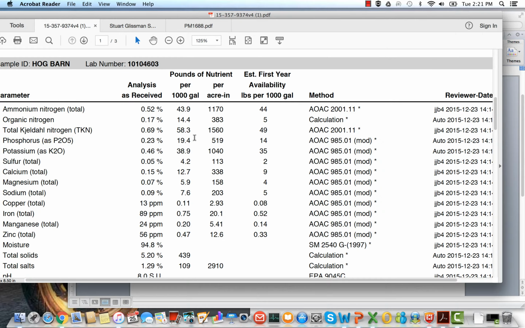4,000 times 14, again that first year available P2O5. And just for everybody's knowledge, this P2O5 number in hogs, a lot of times we've seen this number go down quite a bit in the manure analysis because of the use of phytase.